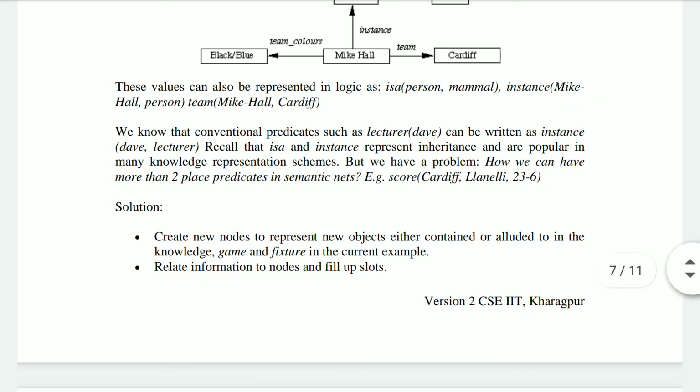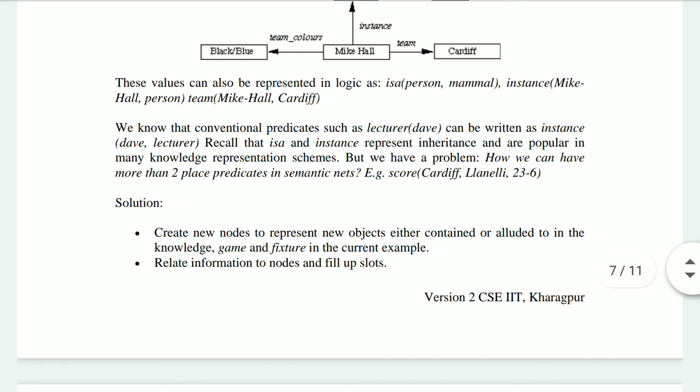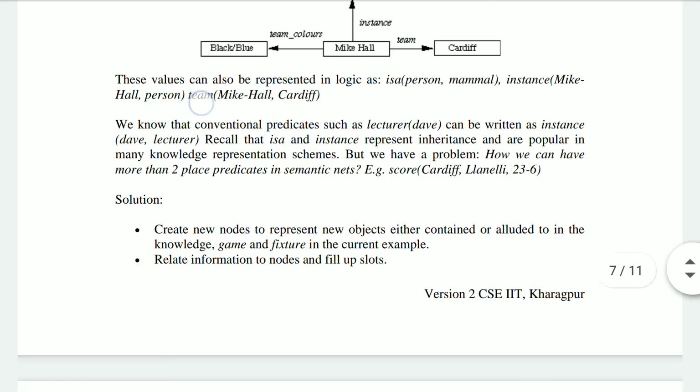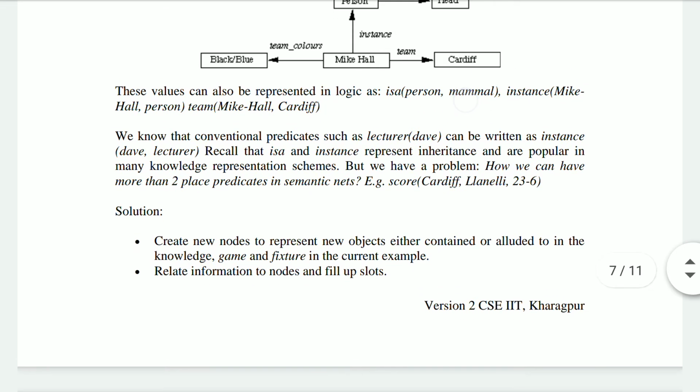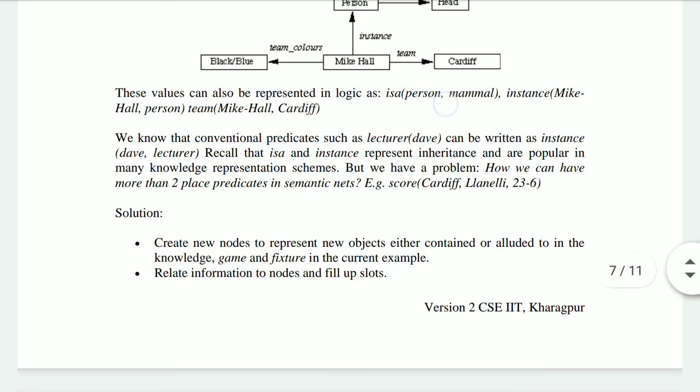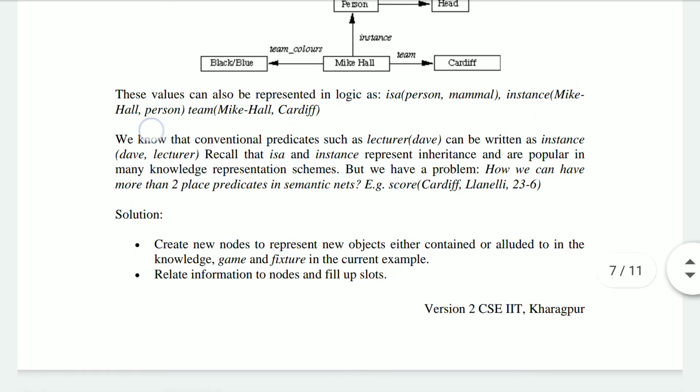Mike Hall's instance is a person. Mike Hall's team is Cardiff. So we have three logical representations: between person and mammal, Mike Hall and person, and Mike Hall and his team Cardiff, right? This is just the first order logic that we used to write out previously.